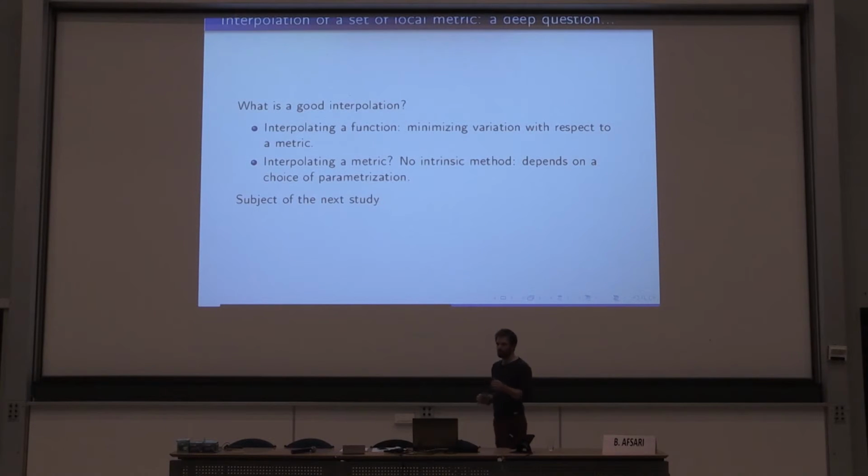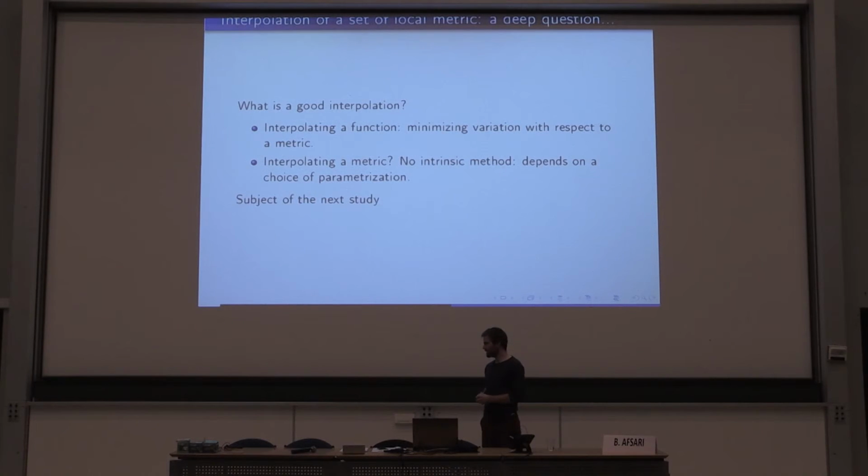So I was talking before about the interpolation problem. Usually when we interpolate a function, we try to minimize its variation with respect to a metric. The problem now is that we want to interpolate these ellipses, but the ellipses define the metric. So we try to interpolate a metric, and then it cannot be achieved in an intrinsic way. It has to be done with respect to a parametrization.